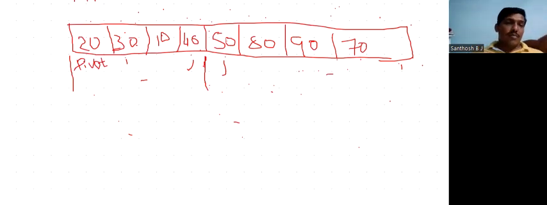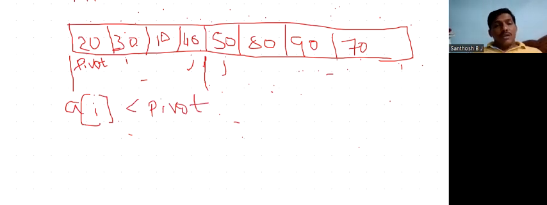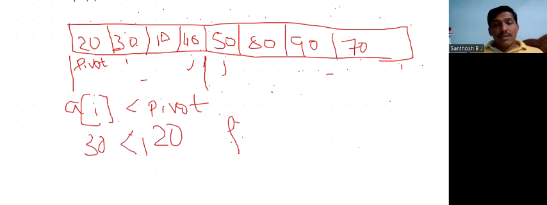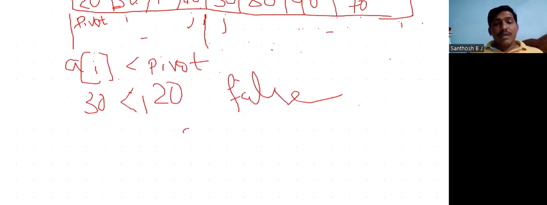You sort this left part of the array. Same condition, same process, you do it. What is the first condition? Compare A of I: A of I is less than the pivot value. What is the value of I? 30. Is 30 less than the pivot? The pivot value is 20. 30 is less than 20? No, the condition is false. If the condition is false, you stop incrementing I.